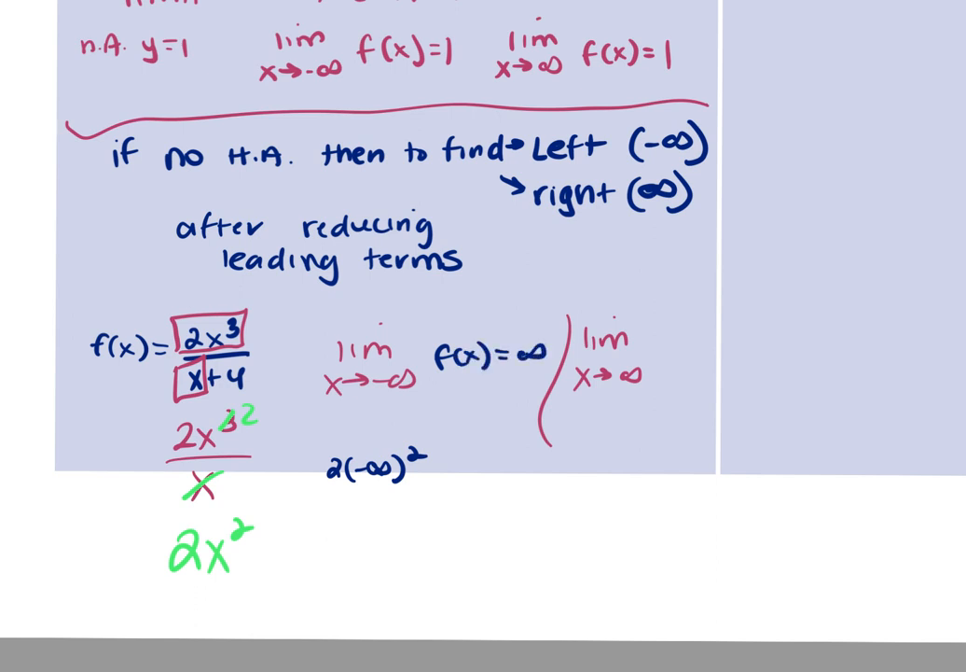Claire? Why did the 4 go away? You only want the leading terms when you reduce it. And then if I want to find the limit as it approaches positive infinity, I still take my reduced one, which is 2x squared, and this time I plug in positive infinity. What happens if I square positive infinity? It's still positive infinity. What if I double positive infinity? It's still positive infinity.